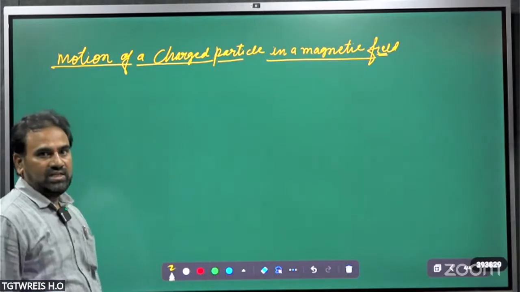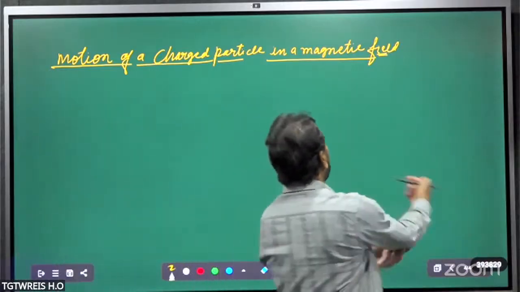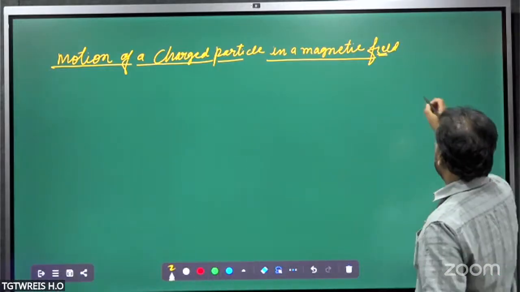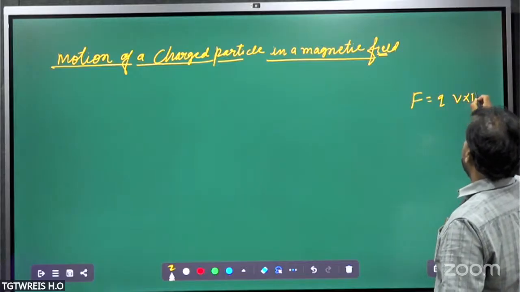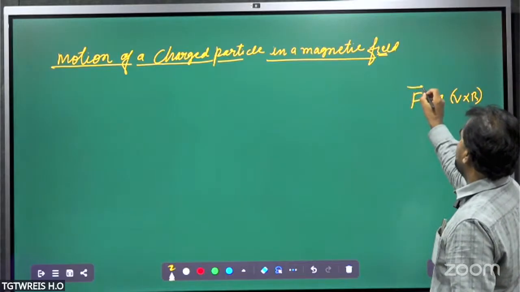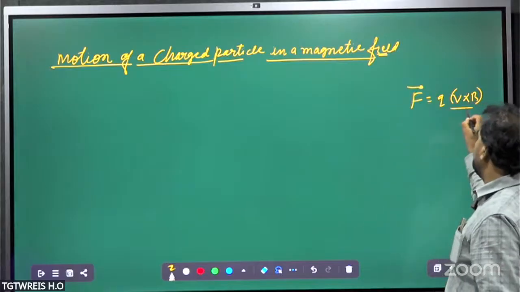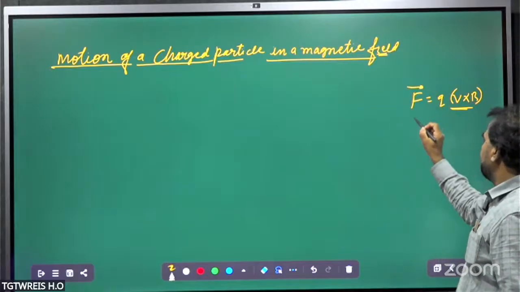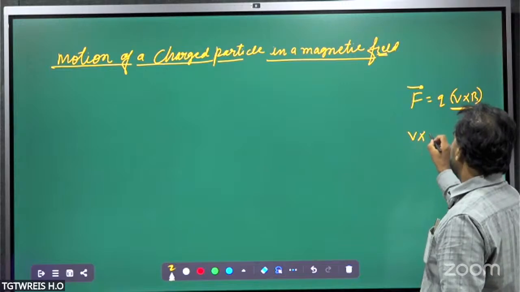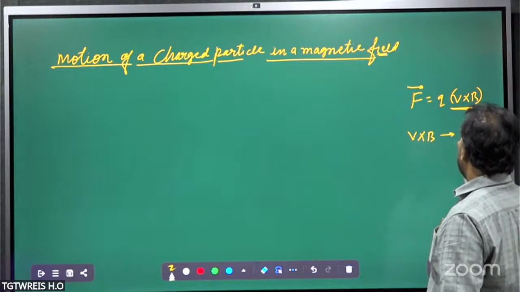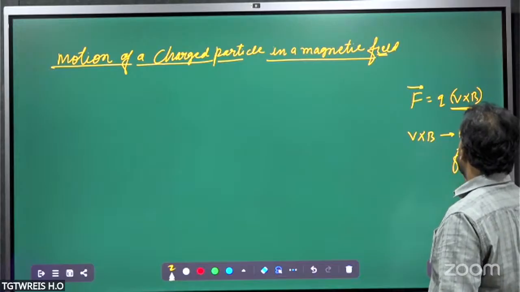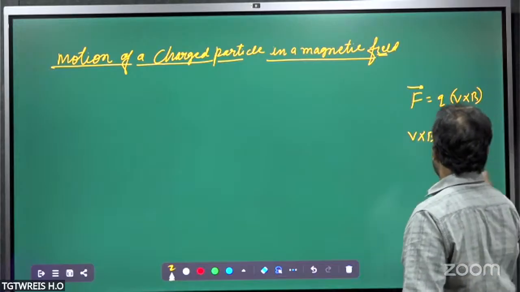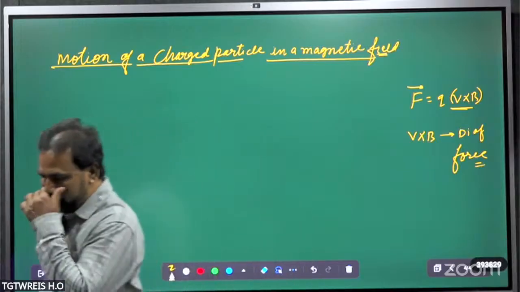The force acting on the charged particle we can write as, what is F? F is equal to Q into V cross B. Okay. The direction of force we can calculate by using this: V cross B gives the direction of force.